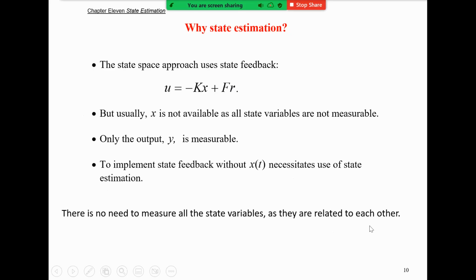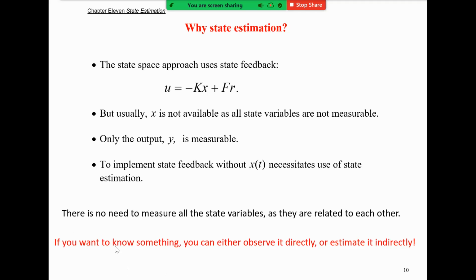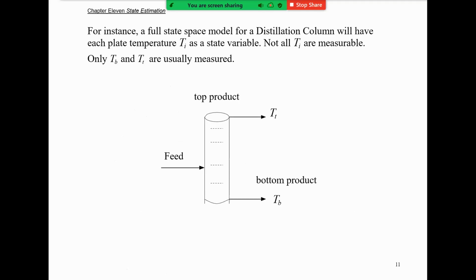And why can we estimate that? Because if we know some of the state information, we can construct all the state variables, because they are connected with each other. We have a mathematical model which can help us. In short, that's a good lesson: if you want to know something, you can either observe it directly, or you can infer it indirectly.